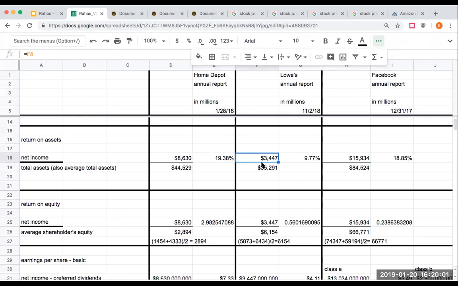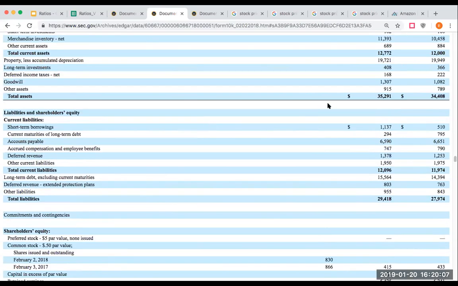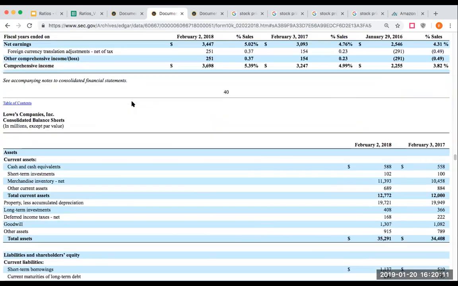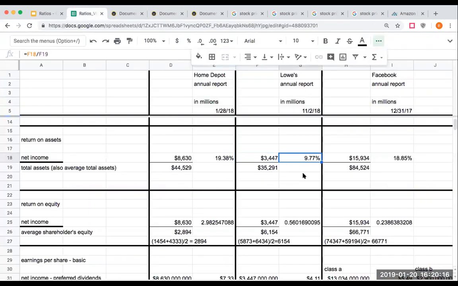Here for Lowe's, Lowe's has total assets of $35.291 billion, and we're taking the net income of $3.4 billion divided by that, and we're getting 9.77%. So looking at Lowe's, from a return on assets perspective, Home Depot seems to be double that of Lowe's. And lastly, we have over here Facebook.